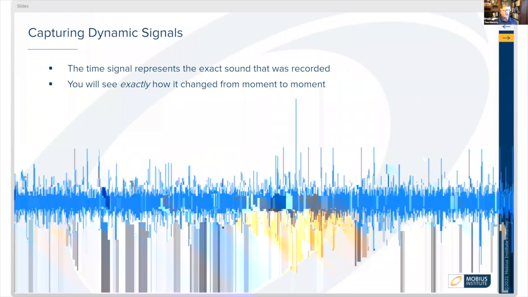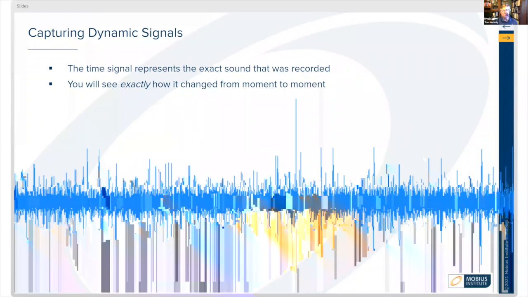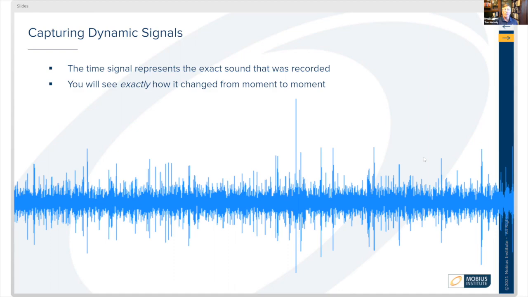So the time signal represents the exact sound that was recorded. Remember, it's being generated in the ultrasound range and it's being heterodyned down to something that we can hear audibly. But the time waveform is actually being captured at that ultrasound level. And so when you are able to look at that time waveform, you can see exactly how it changed over time.